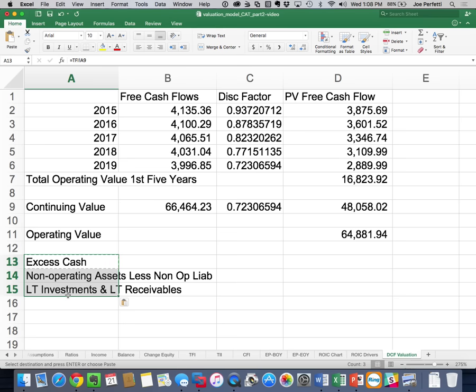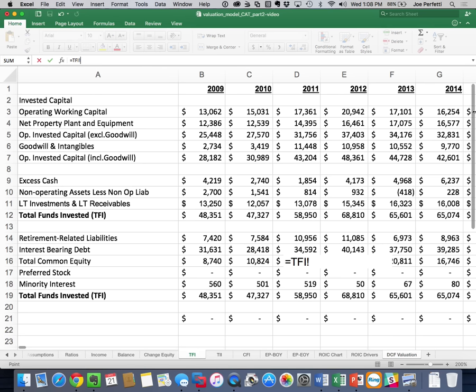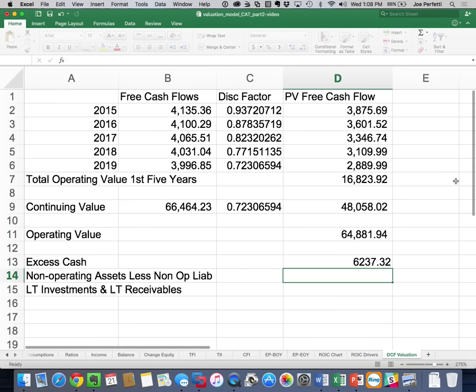So next, what I want to do is I want to use the actual values of those. Now here's the thing. I'm going to use the reported values off of the balance sheet, which are the 2014 ending values, which is the current amounts. And they're already in present value. So excess cash off of the TFI in 2014 is $62.37.